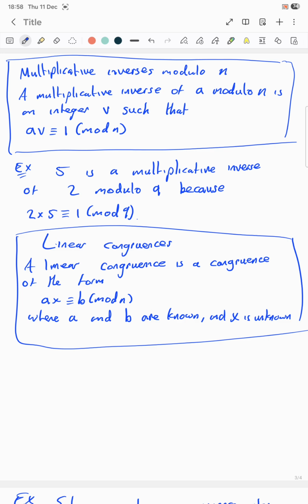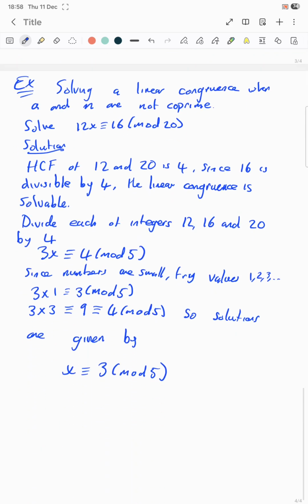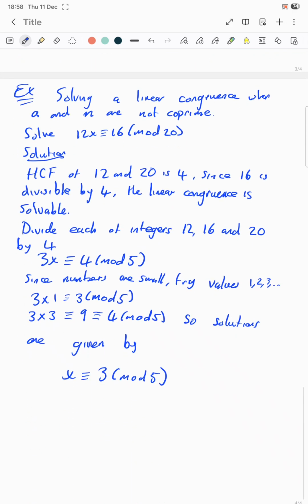Now here's a definition of linear congruence. A linear congruence is a congruence of the form ax equals b mod n, where a and b are known and x is unknown. Here's an example. Solving a linear congruence when a and n are not coprime, we solve 12x equals 16 mod 20.